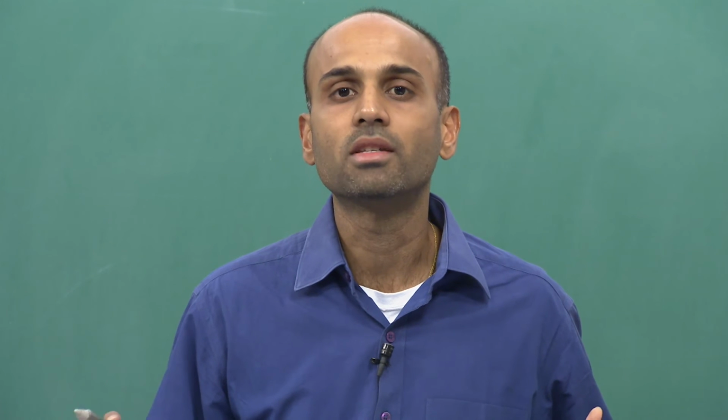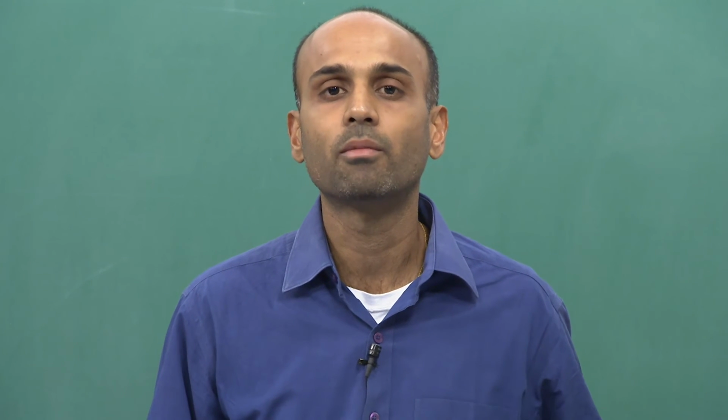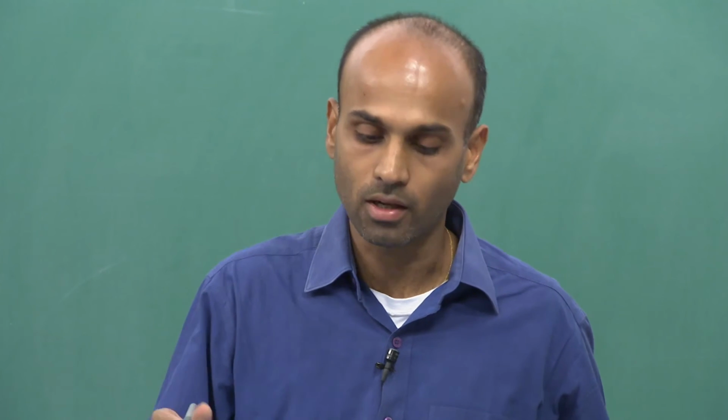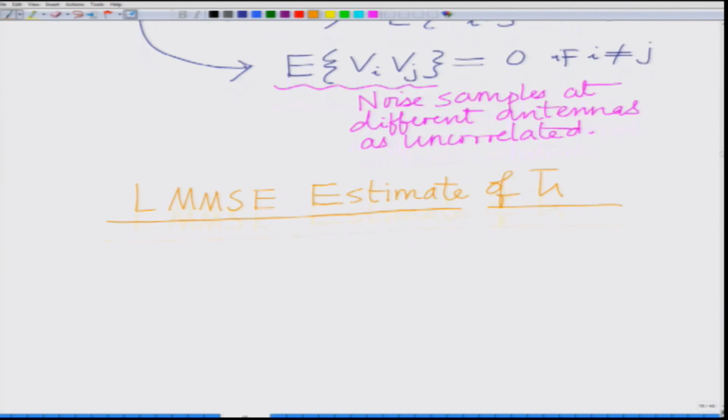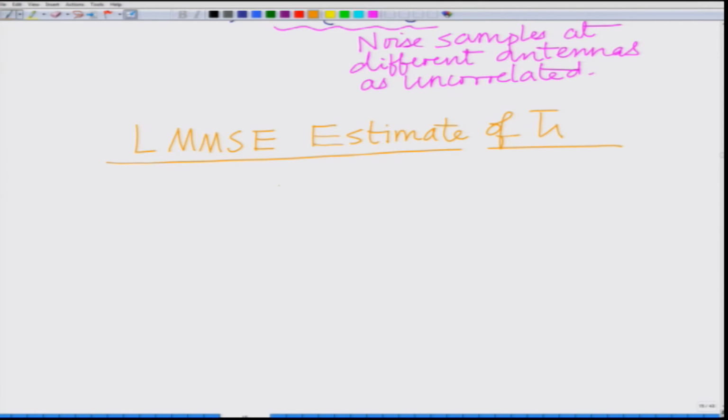Now, let us find the LMMSE estimate of h bar. We have all the ingredients to find the LMMSE estimate of the channel vector h bar. Okay. So, let us now proceed. We know we have derived this expression. First, observe that the noise is 0 mean, expected value of V bar equal to 0. The channel is 0 mean, expected value of h bar equal to 0.